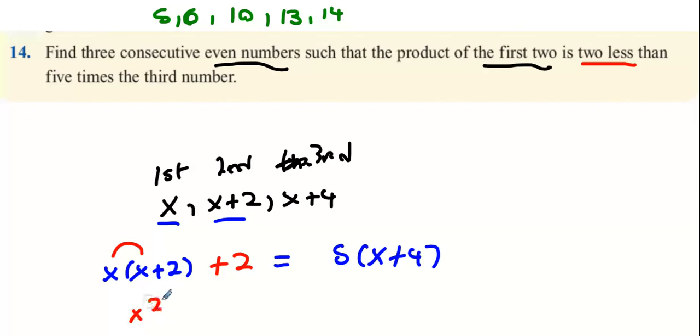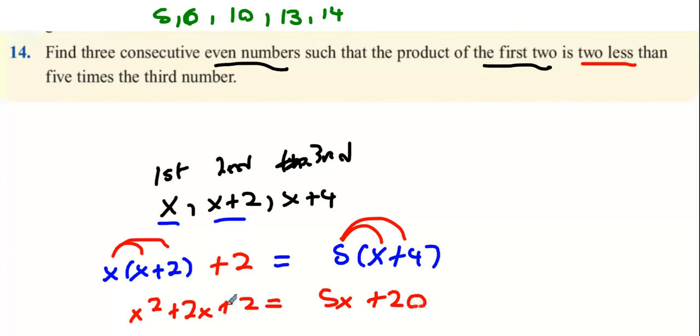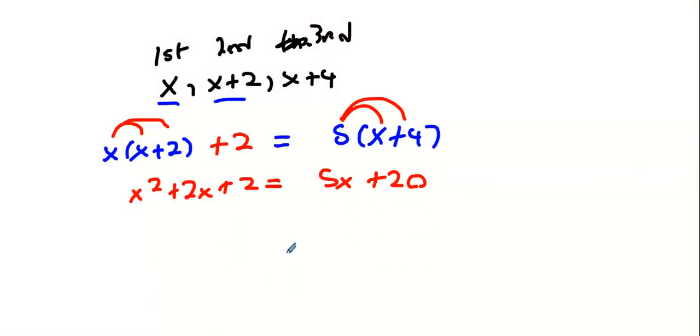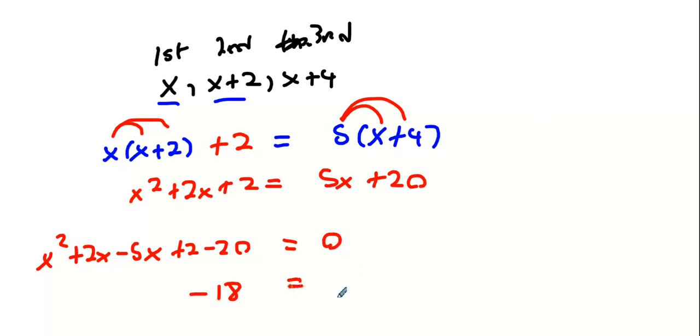x times x, x squared. x times 2 is 2x, plus 2 times 2. You have 5 times x is 5x. 5 times 4 is 20. Now let's move everything over to one side. We're going to get x squared plus 2x. 5x moves from the right hand side to the left hand side to become negative 5x. Plus 4, take away 20. That's minus 16. So 2x take away 5x is minus 3x. And then we have x squared.